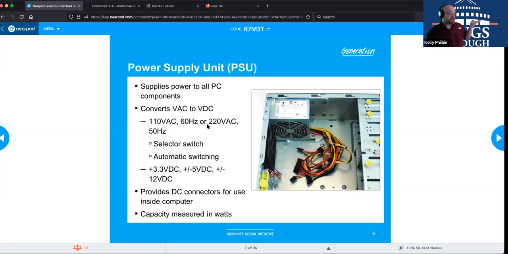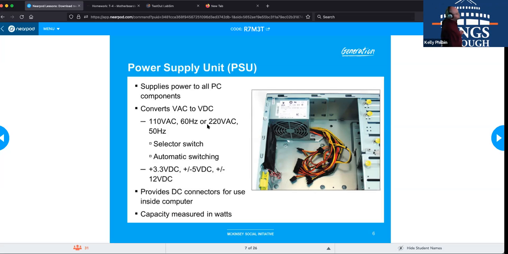What's nice is newer power supplies have an auto selector switch. So it auto senses once it receives that power. Okay, I know what I'm getting. It automatically switches over and you're good to go. Older power supplies, and the majority of them that are out there right now, still have this selector switch on the back. We'll show a picture of it here in a little bit. So it is still there. But automatic switching is a thing on newer power supplies.